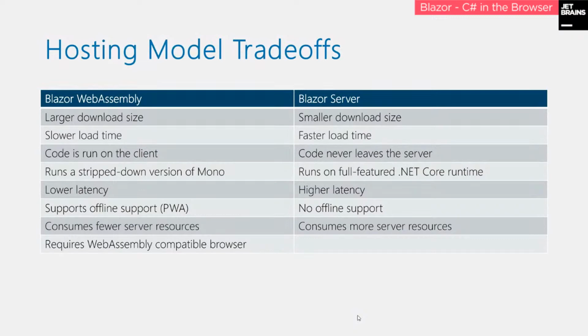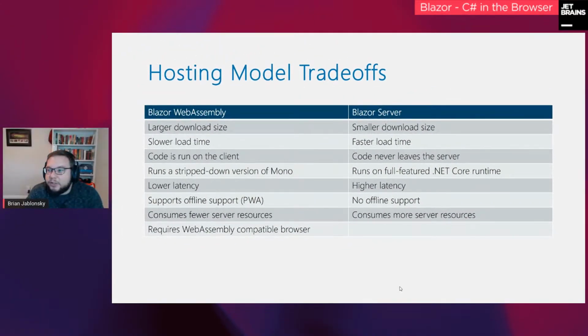Okay, you've seen both the WebAssembly and the server side of things. What are the trade-offs? Why should I choose one over the other? Blazor WebAssembly has a larger download size. You're downloading WebAssembly, the .NET framework, and DLLs. Whereas Blazor Server has a much smaller download size. It's basically just creating a small web worker and opening up a WebSocket to talk to the server. So things are going to load a lot faster.